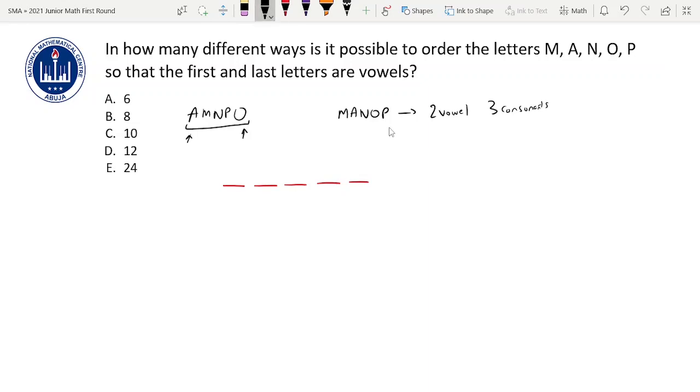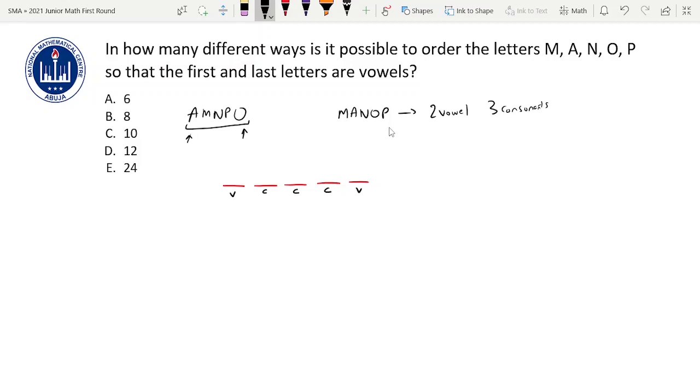Since the first letter will be a vowel, I'll just write V here, and the last one too will be a vowel, so we'll have V here. Notice that we've used 2 vowels so far, and since we have 3 more spaces and we have only 3 consonants to choose from, it means that these 3 middle spaces must be consonants. So the first and last letters of any permutation we're looking for have to be vowels, and then the other 3 in the middle will be consonants.